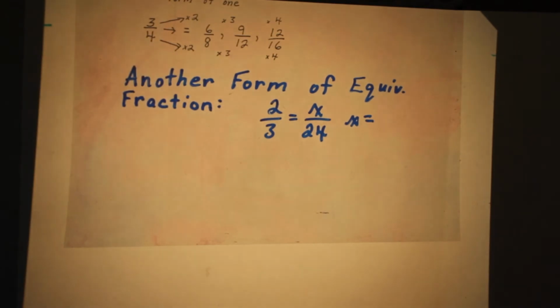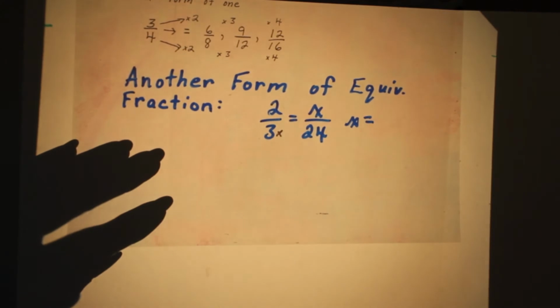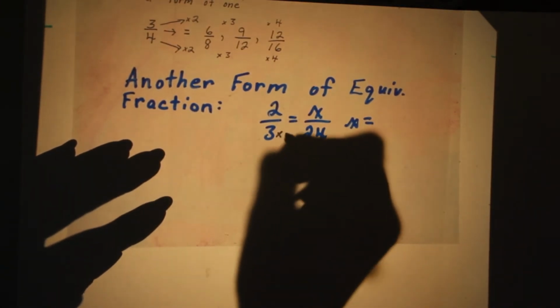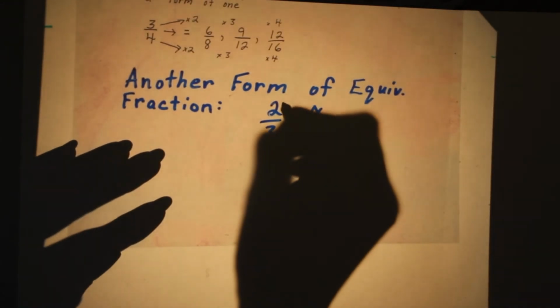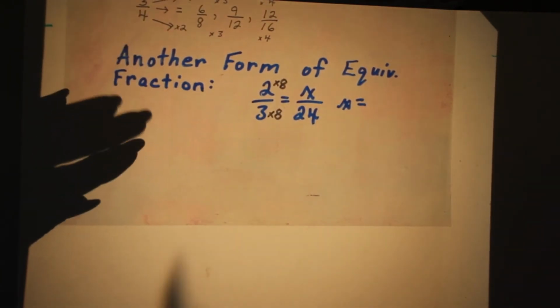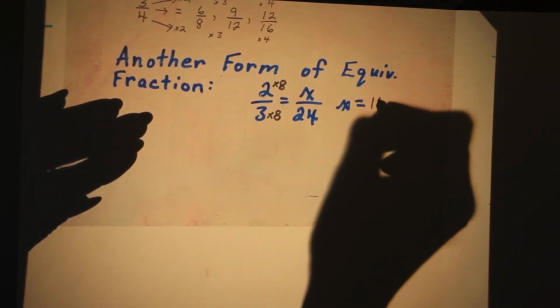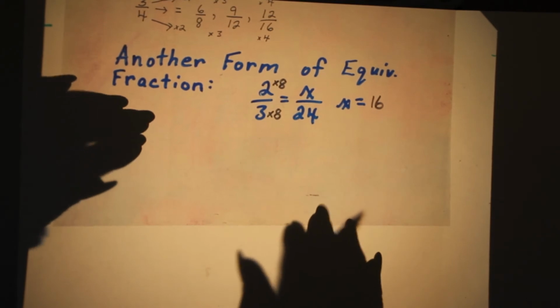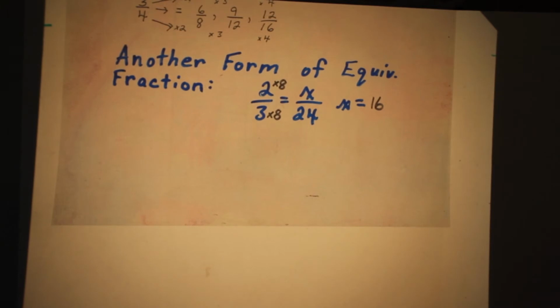To find x, I have to figure out what I multiplied 3 by to get 24. I multiplied 3 by 8 to get 24, so therefore 2 has to be multiplied by 8, because whatever I did to the bottom, the denominator, I had to do to the numerator. So 2 times 8 is 16, so therefore x will be 16. So 2/3 equals 16 over 24. They're equivalent fractions, they're just done a slightly different way.